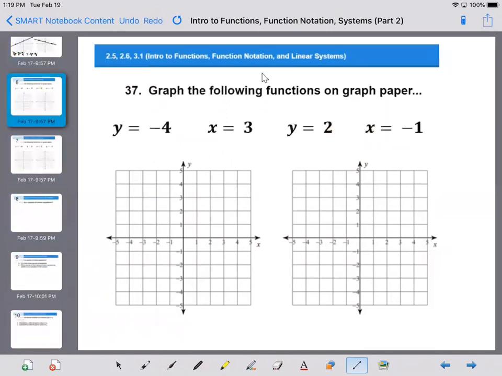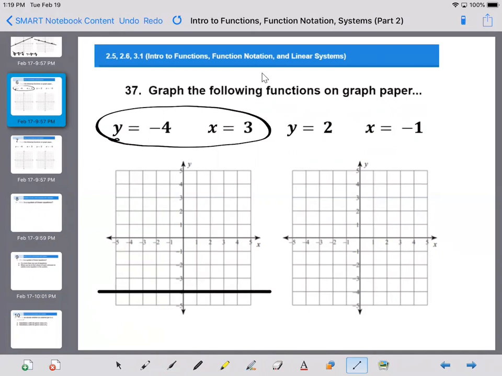Or we have just horizontal and vertical lines. So let's look at this first part here. So this would be y equals -4. Remember, it's y equals, so it's going to hit the y-axis at -4. So that would be right down here, a horizontal line at y equals -4. And then we've got x equals 3. We'll draw both of those on the same graph, and that will be over here, x meaning we're going to cross the x-axis at 3. So we should see a vertical line, x equals 3.